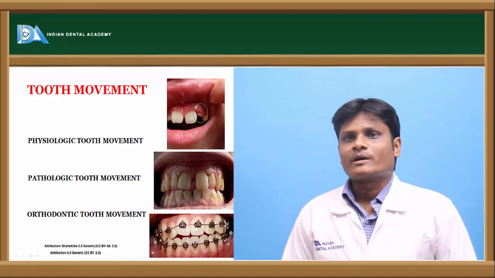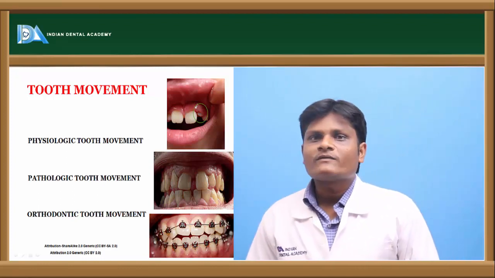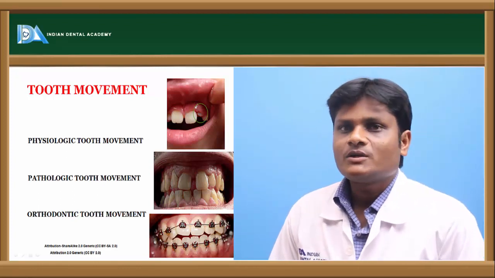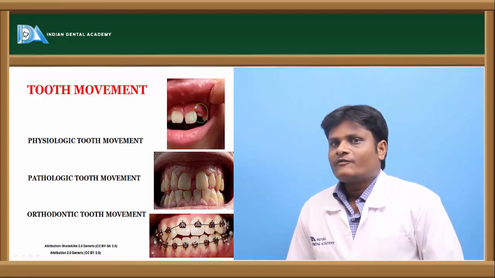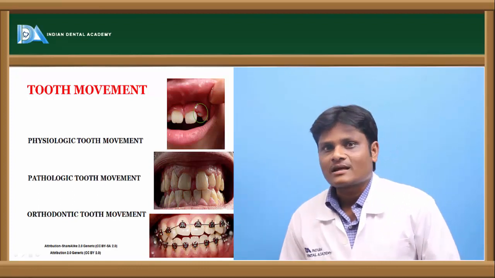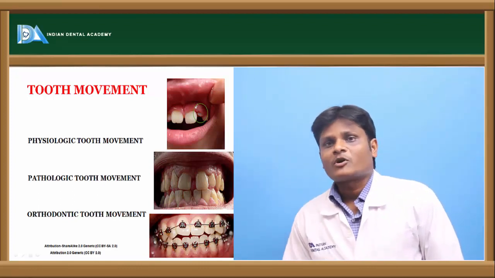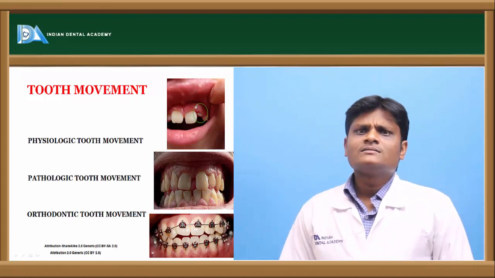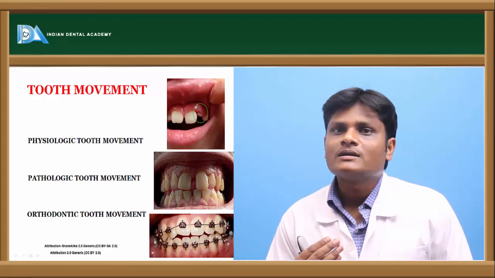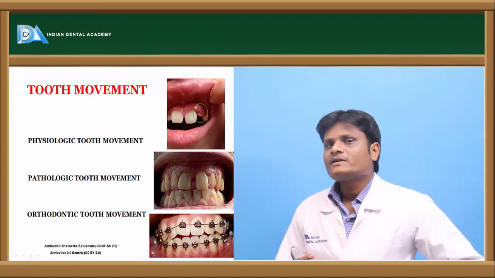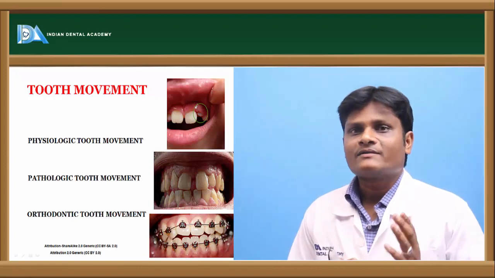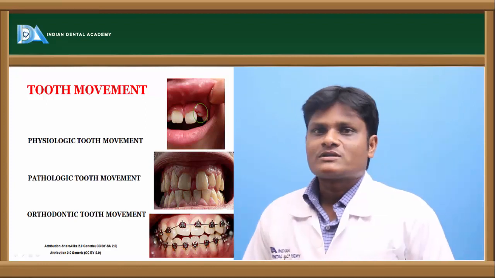What is a pathologic tooth movement? It's the movement of the tooth as a response to pathology. For example, if a person has deleterious oral habits like a tongue thrusting habit or thumb sucking habit or any periodontal pathology, then the teeth will start migrating in the oral cavity. That means the teeth will tend to move in response to these deleterious forces. This is the effect of pathology, and this type of tooth movement is called pathological tooth movement.